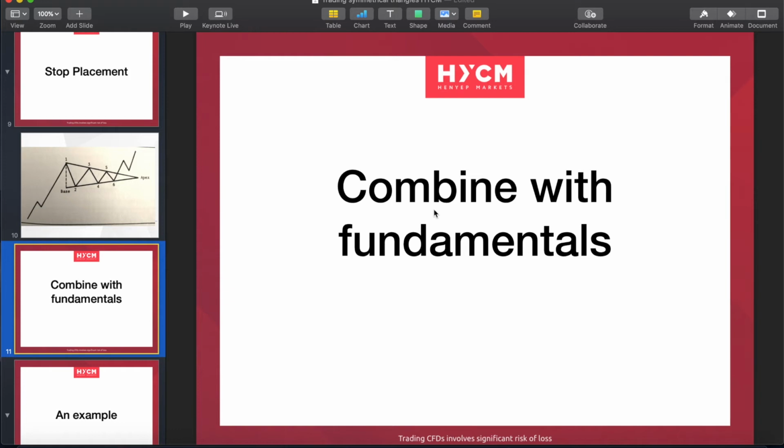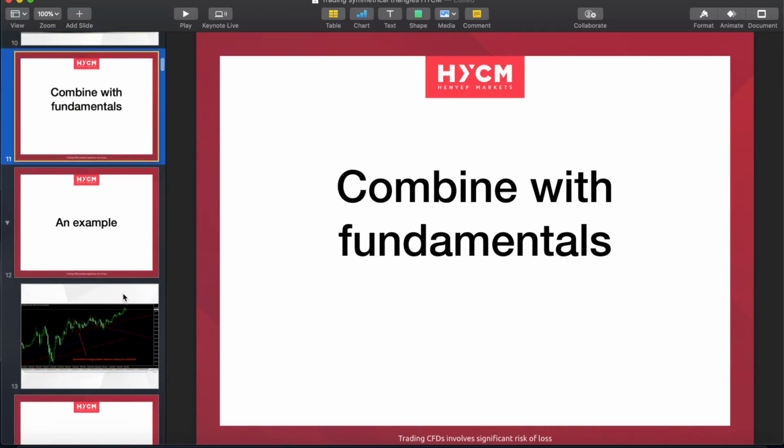When you have a fundamental basis for a trade plus the technicals, it really does help the likelihood of the trade going in your direction. So make sure that you do use that and take advantage of that.